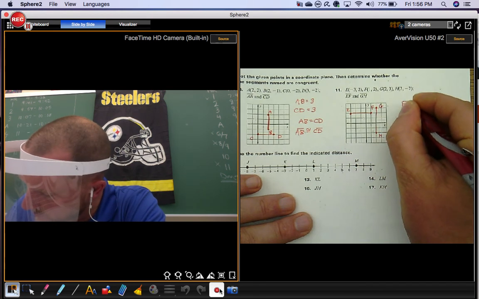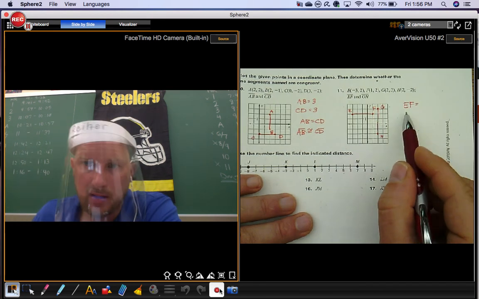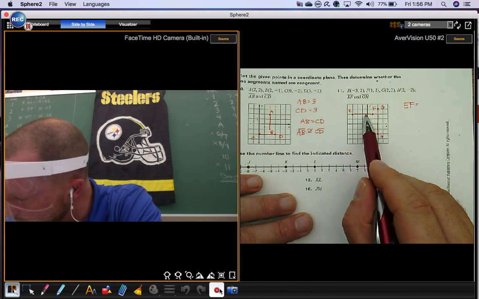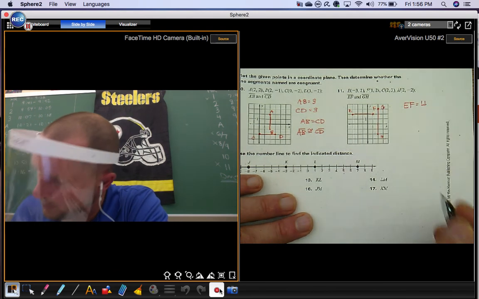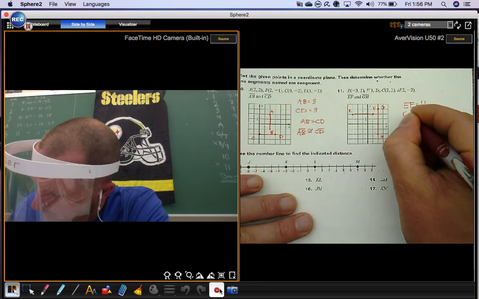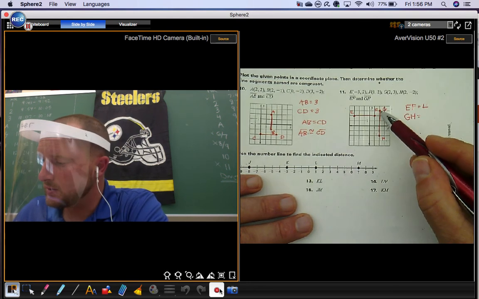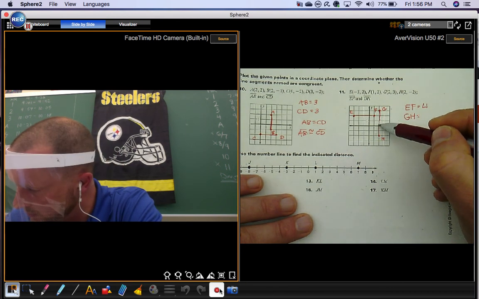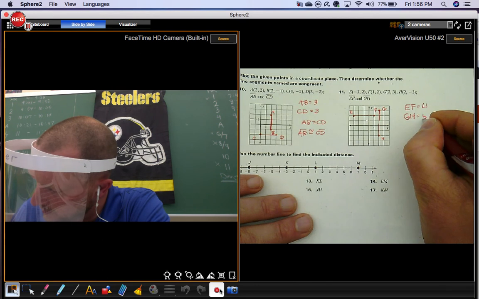How far is it from E to F? That's how you write it. This is the length of segment EF. 1, 2, 3, 4 units. How far is it from G to H? Let's count. 1, 2, 3, 4, 5. They're not the same.